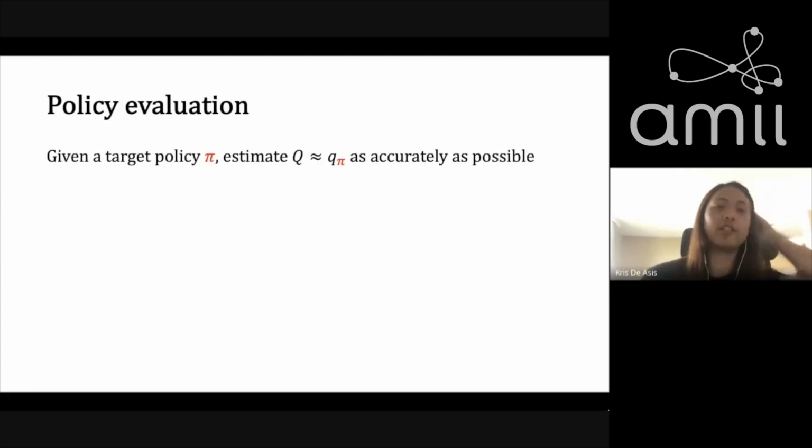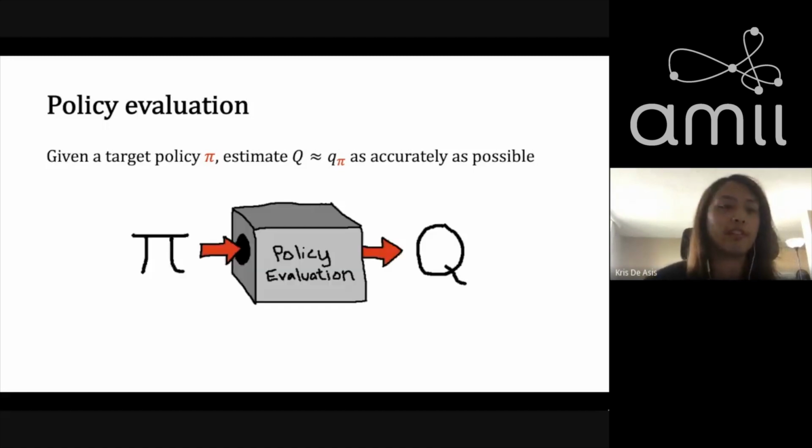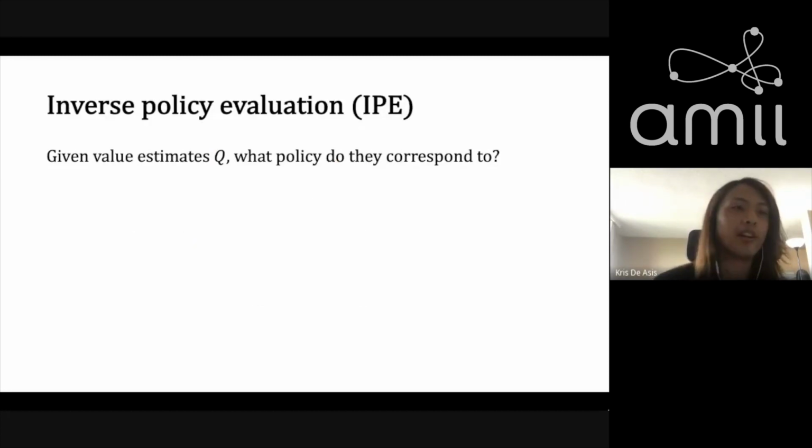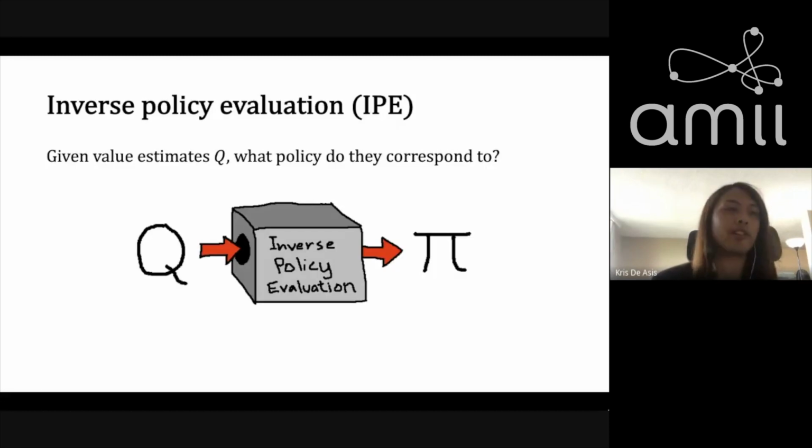Now, policy evaluation is where you're given some target policy, and the goal is to estimate these action values as accurately as possible. To picture this, you've got a policy going in and some value function coming out. Inverse policy evaluation is exactly what you'd imagine: given some value function estimate, what policy does it actually correspond to? So with that same image, Q goes in, policy comes out. Now, how would you do this? If you have some value function, how would you find the policy that actually corresponds to it?